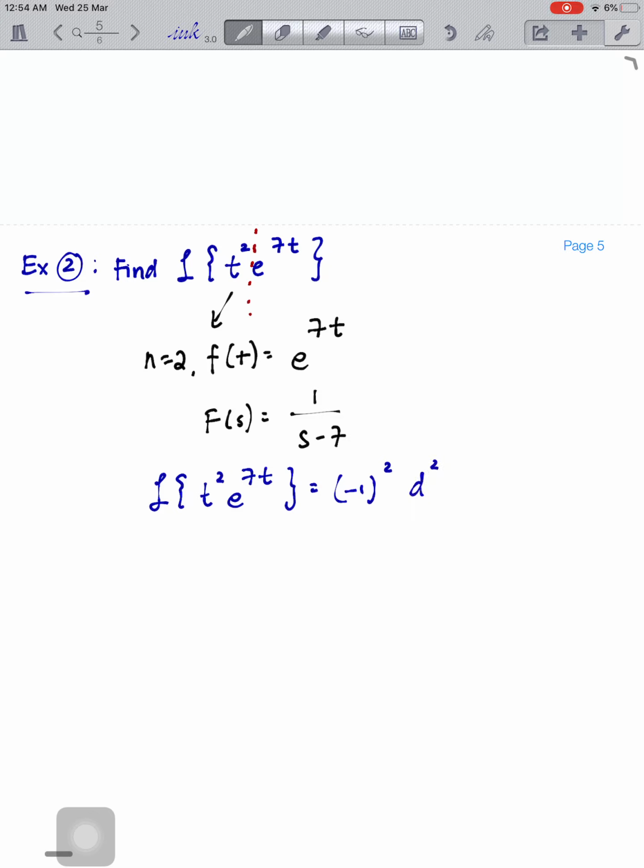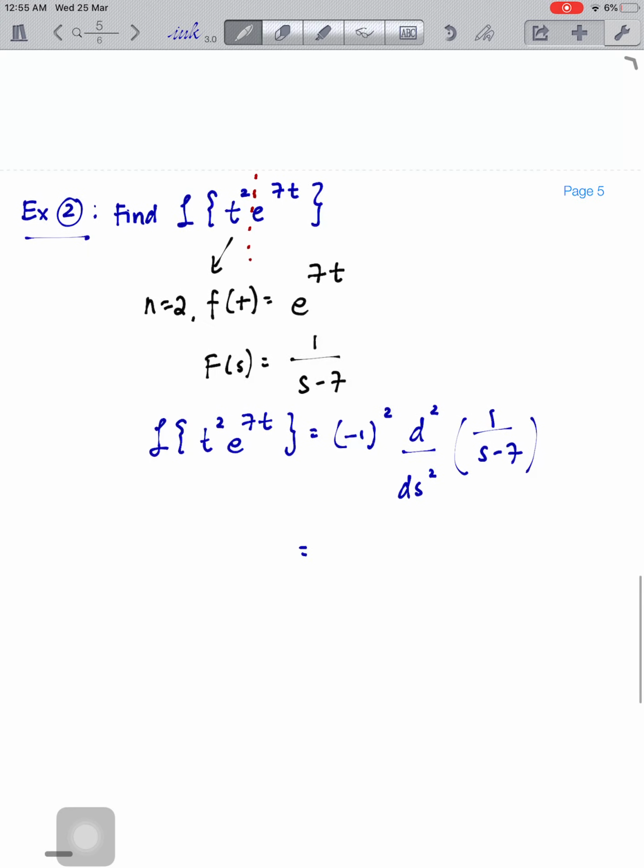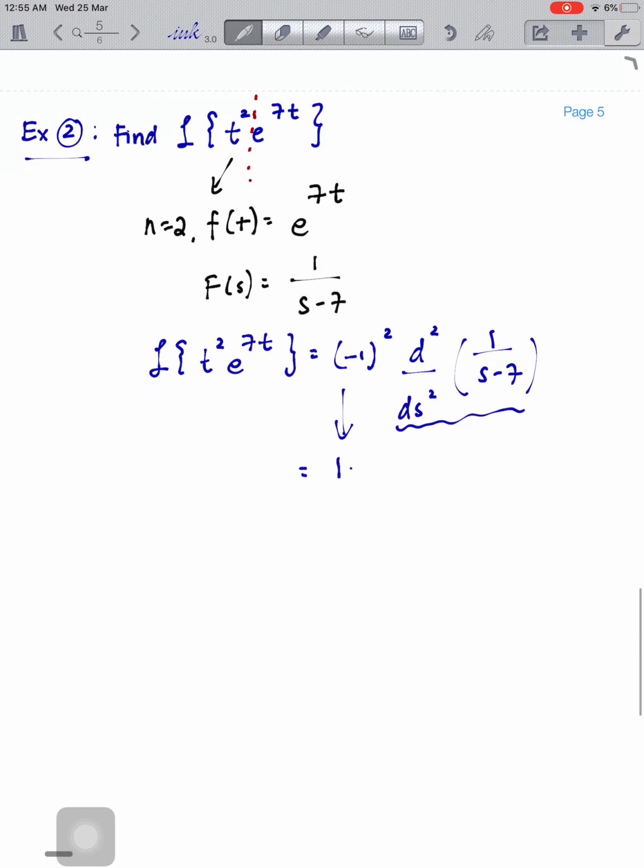That will be twice. So I'm going to have d squared ds squared of the function 1 over s minus 7. Okay, so the good thing is that when you have negative 1 to the power of 2, that is simply going to be 1. You don't have to bother with that anymore, and all you have to do is differentiate this twice. And how do we write the notation of having to differentiate that twice?